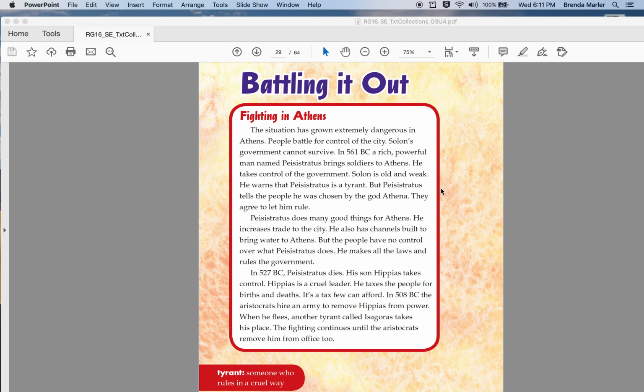He taxes the people for births and deaths. So if you have a baby, you have to pay taxes. If you die, you have to pay taxes. It's a tax that few can afford. So friends, the people can't even afford to pay this tax.